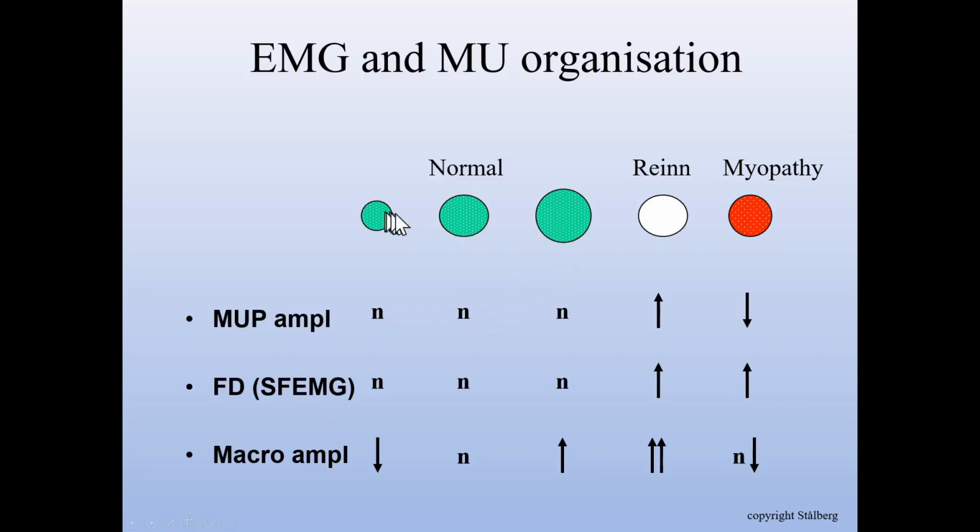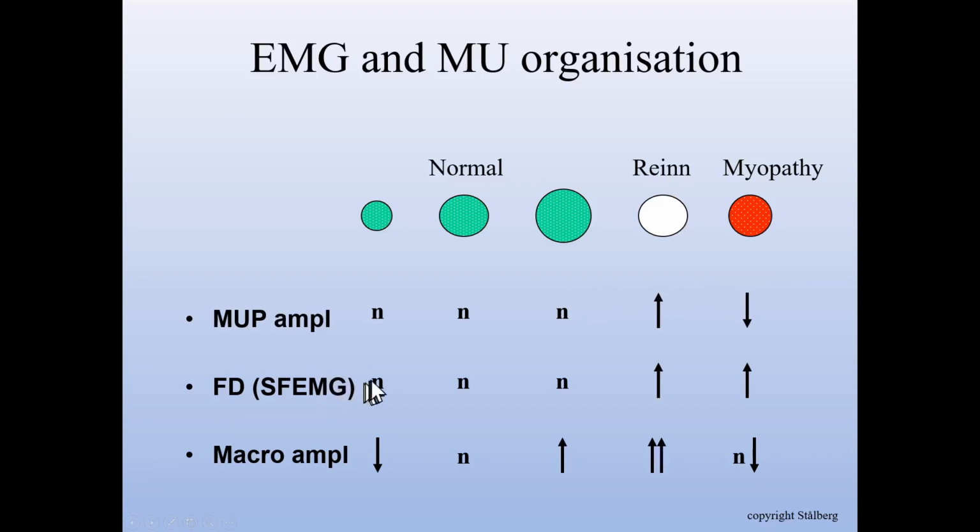The motor unit potential amplitude that we measure as routine does not differentiate on the size of motor units, because the recording area is say 0.5 or 1 millimeter only, compared to the total size of a motor unit that is 5 to 15 millimeters. So we only see a small part, and we do not differentiate that. In re-innervation, we have large motor unit potentials, and in myopathy, we have smaller motor unit potentials.